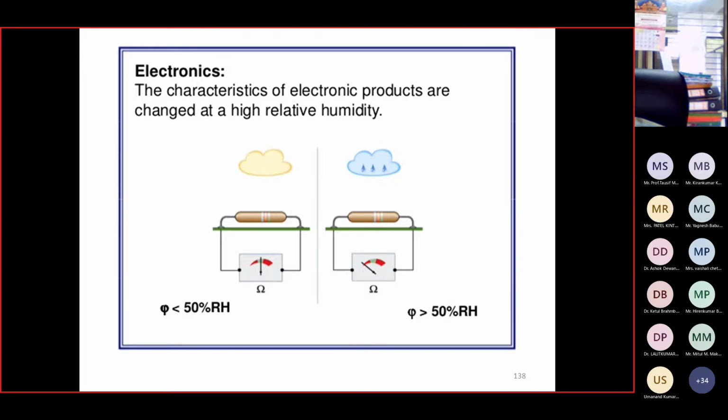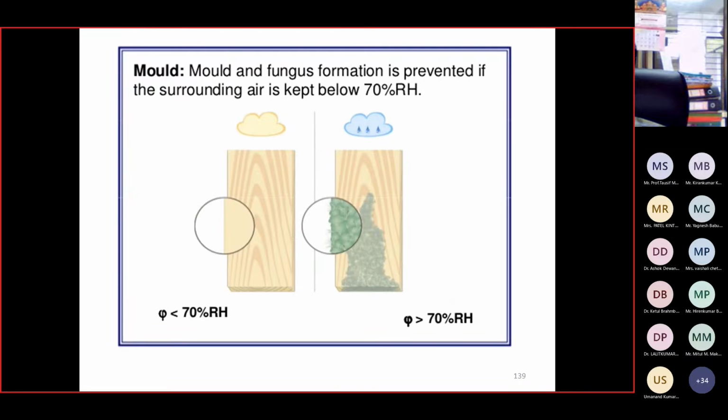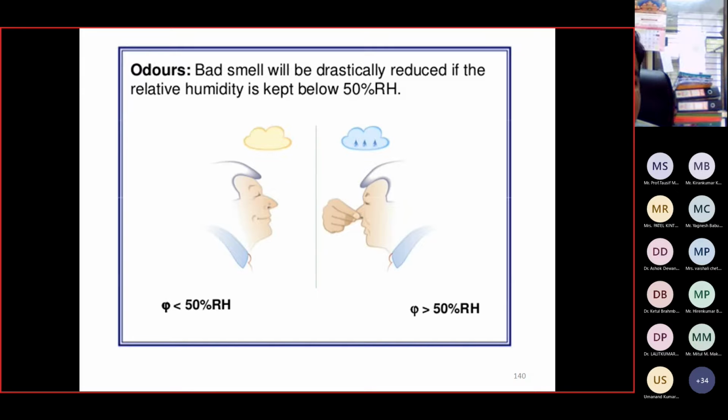Electronics. In electronic items, some circuits get open or short circuited due to the presence of water particles in the air in excess moist conditions. Mold: some mold and fungus formation will be prevented if we keep humidity below 70%, to preserve furniture and antique items. Odor is one of the concerns whenever ambient humidity is high. Mostly we find that problem to be serious in summer conditions when ambient humidity is high. So by controlling the humidity, ultimately you can control the odor.